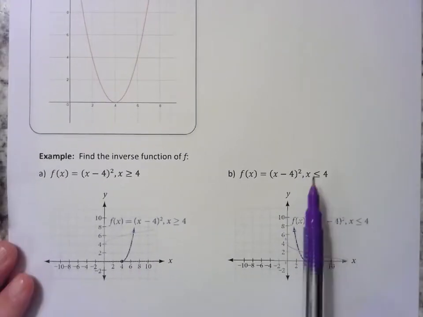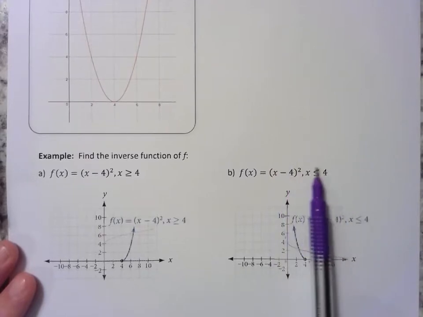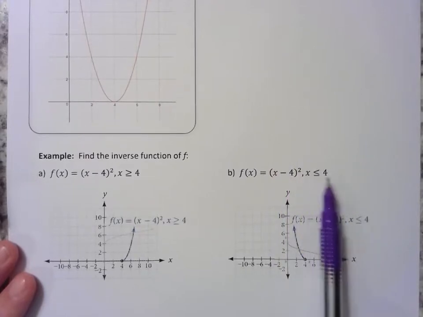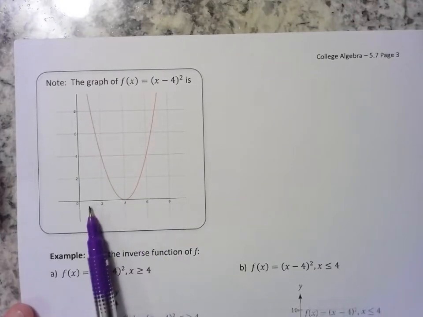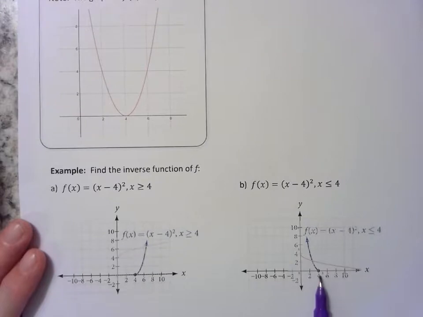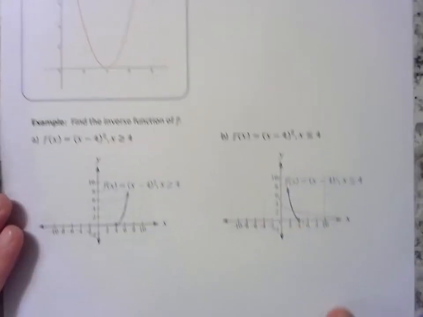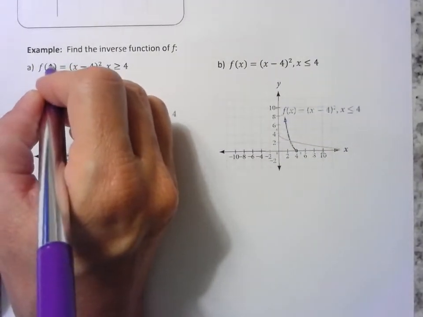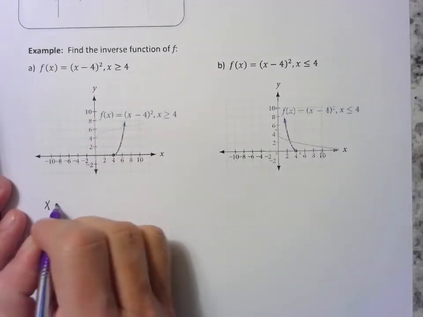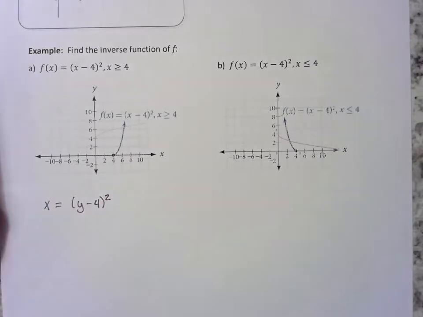Okay, and the second example is the same function, but we're restricting our domain to x is less than or equal to 4. So we're looking at this side of our graph, or this picture. Okay, so let's find this inverse function. This is our y, so we switch x and y, and we solve for y.